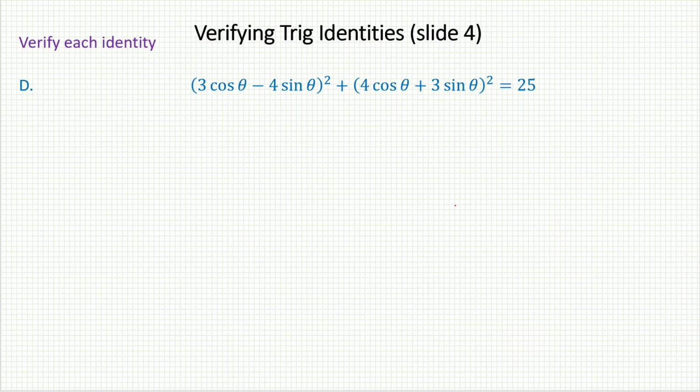Verifying trig identities, example D. Well, this is an interesting one. There's obviously nothing I can do on the right side. It's just a number. I'm going to have to do all my work on the left.